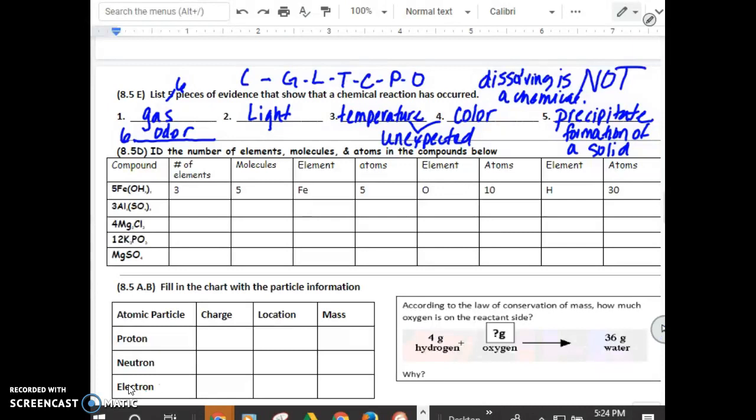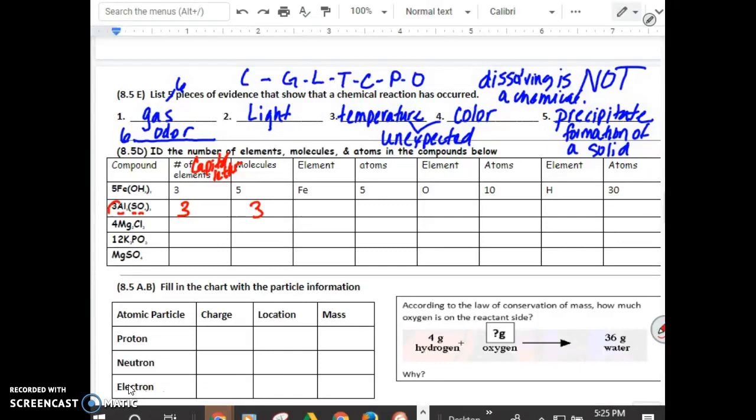Okay, let's come down to this chart. Here we are IDing the number of elements, molecules, and atoms in the compound below. Here we have 3Al2(SO4)3. So the first question, number of elements, we're going to look for the capital letters. Here we have a capital A, capital S, capital O, so we have 3 elements. The number of molecules comes from this coefficient right here. That tells us the number of molecules, the number of copies of that particular molecule that is all put together, so we have 3 of them.